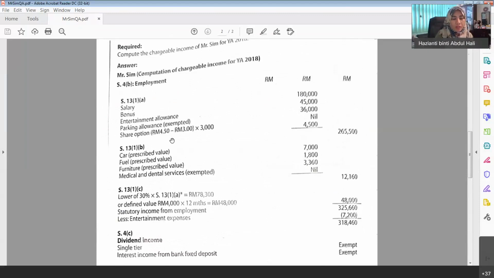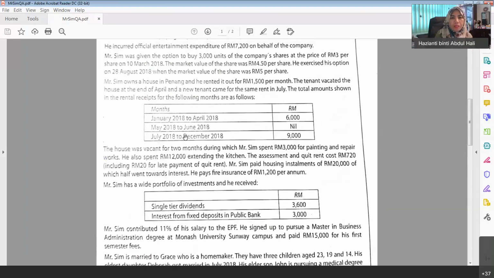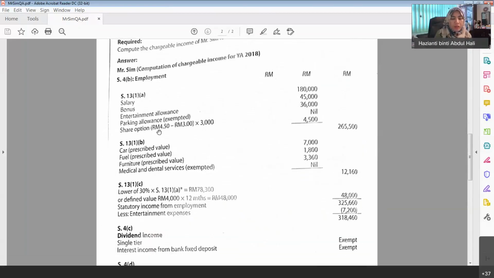And then the share option, alright, for the share option, the benefit that he gets is that he gets the share, and the market value when he gets it is 450. So we do not use the price at which he sold. You see? He gets the price at RM3. So the market value when he gets the share was 450. So we calculate the gain here only, the benefit that he gets at this time only, not at the time he sells. Alright, so 450 minus 3 times 3,000 units, so that would be 4,500. So this total would be for your 13(1)(a), 265,500.